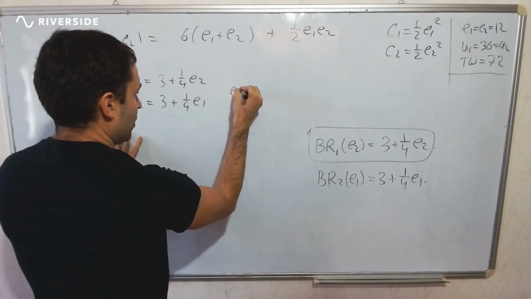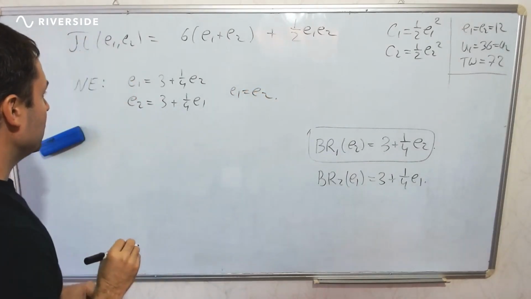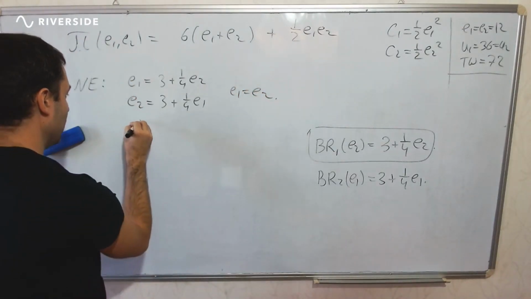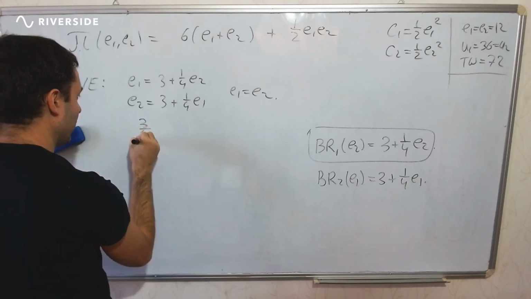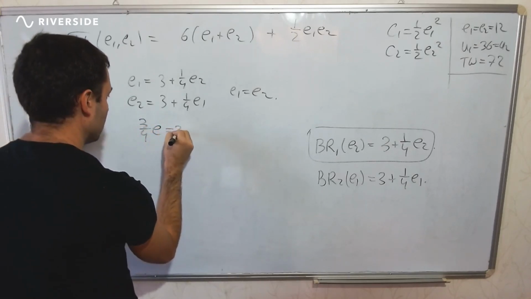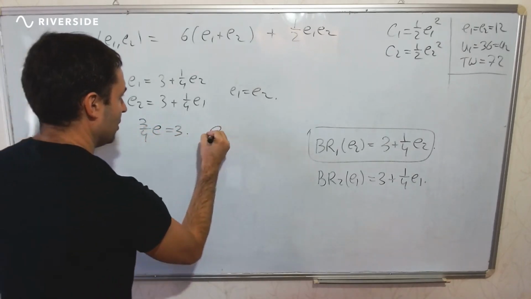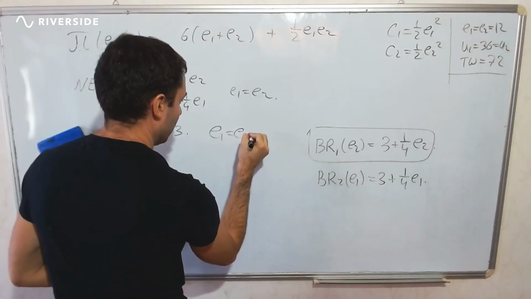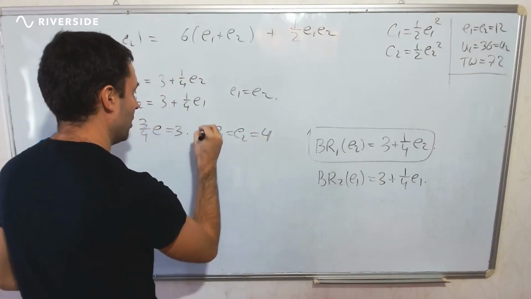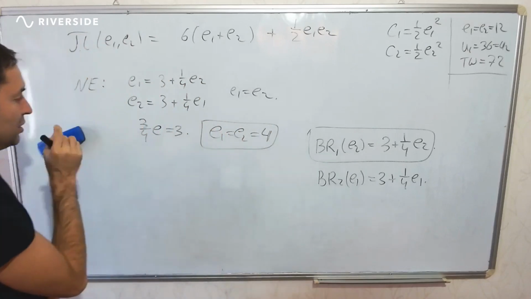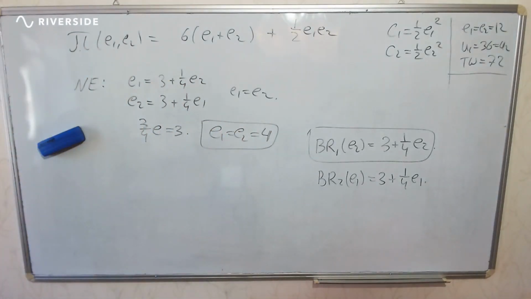Again, we make an observation that in equilibrium effort levels will be the same, therefore it must be 3/4 E equals 3, therefore E1 = E2 in equilibrium will be given by 4. So this is a solution to this equation here.